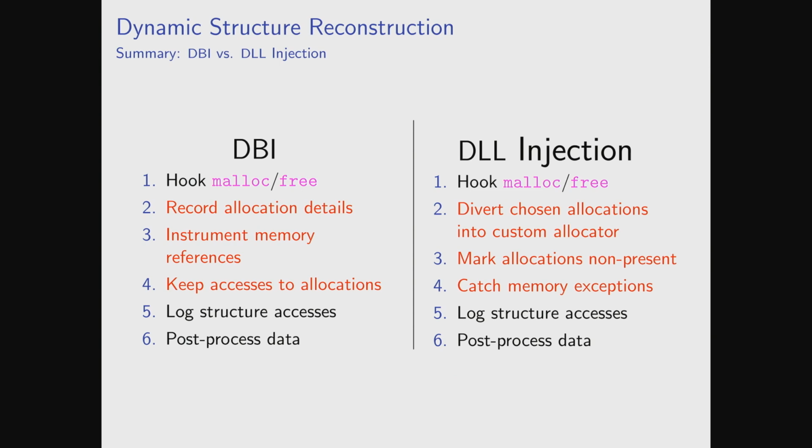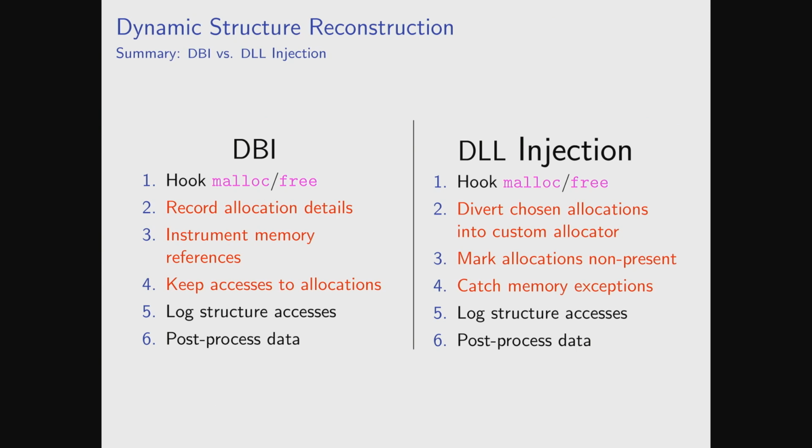Basically, the difference here is, rather than instrumenting every memory reference and looking up at the time of every memory reference whether or not it refers to an allocation, instead I just divert the allocations that I want into a custom allocator and then mark the pages as non-present and catch those in an exception handler.